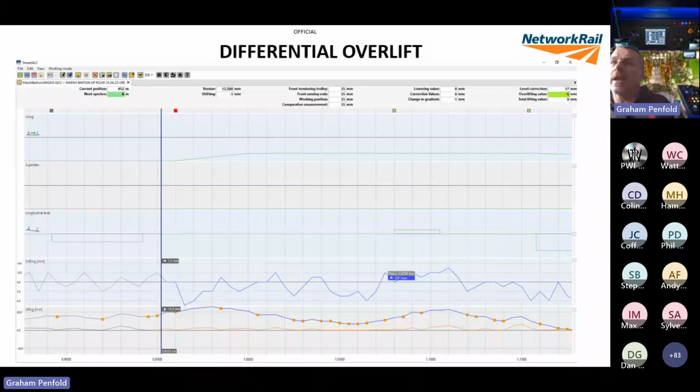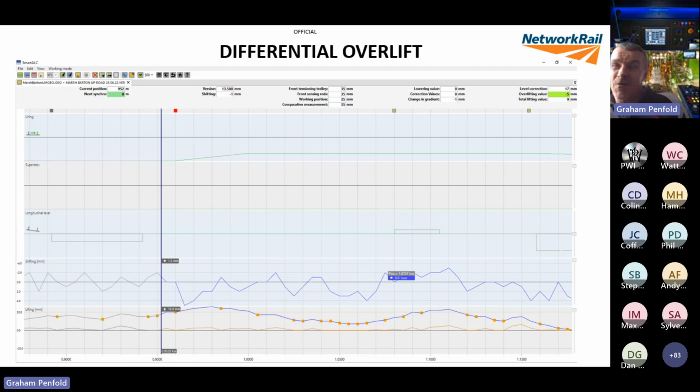And as you can see on there, this is differential overlift. You're looking at the very bottom of the graph, for those that aren't familiar; I'll just go through the graph. The lining is the top, from left to right. That is basically the curvature. The super elevation is the cant. Then you've got longitudinal level.